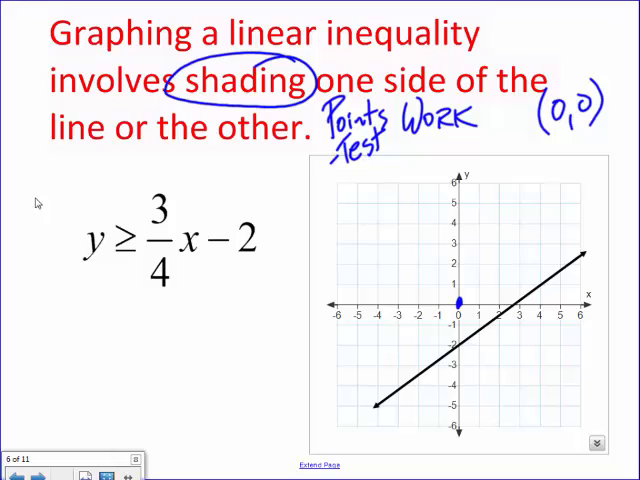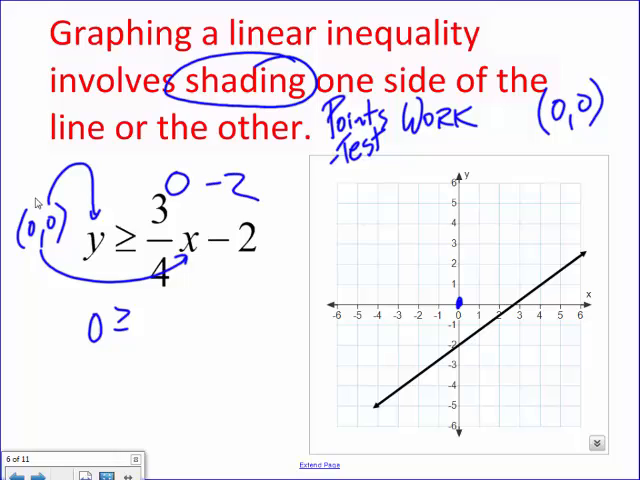So if I test 0, 0, I basically plug that in. I plug in 0 for y and 0 for x. So I get 0 is greater than or equal to, well, 3/4 times 0 is 0, and 0 minus 2 is -2. And then I just look, does that make sense? Is 0 greater than or equal to -2? Yes, it is. 0 is greater than -2.